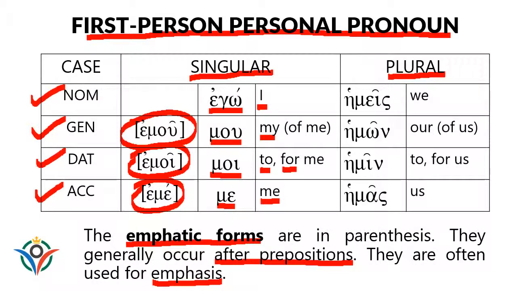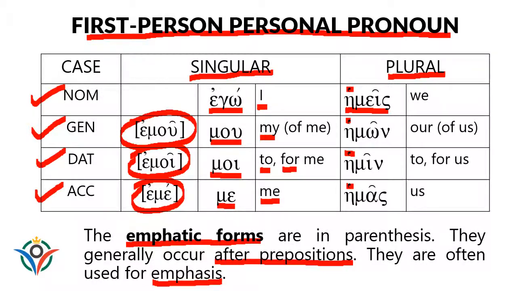The plural forms, all right, so we begin with the nominative. We have hemeis, all right, and what you're going to notice is that there is a rough breathing mark, all right, for all the plural forms, which I want you to pay attention to.